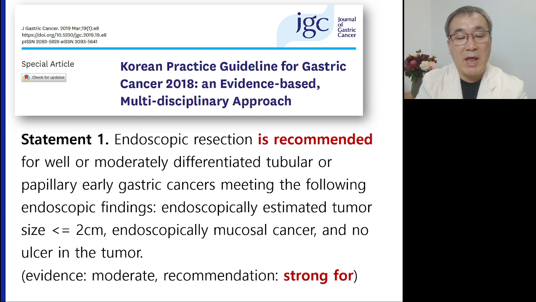Korean practice guideline for gastric cancer was just released. The first statement is about absolute indication. Endoscopic resection is recommended for well or moderately differentiated tubular or papillary early gastric cancers meeting the following endoscopic findings: endoscopically estimated tumor size less than 2 cm, mucosal cancer, no ulcer in the tumor.